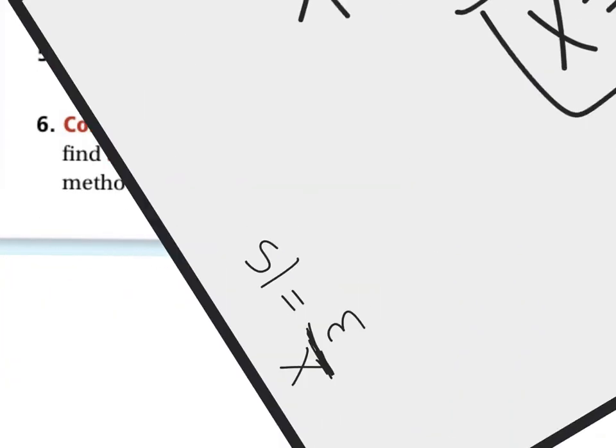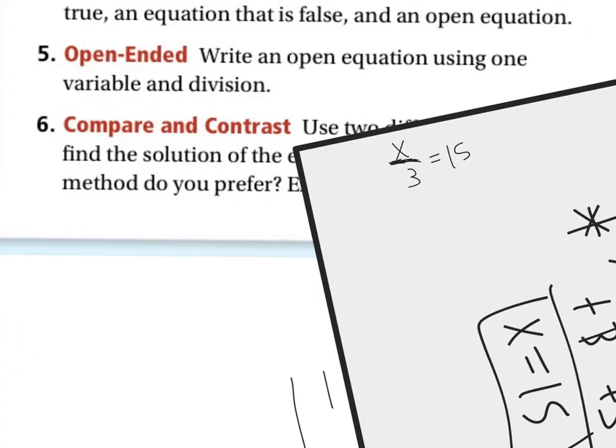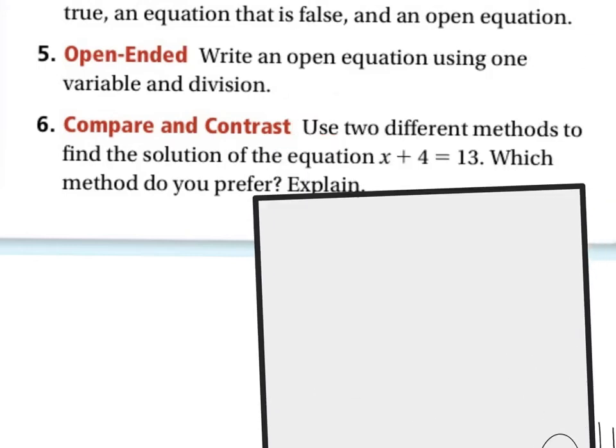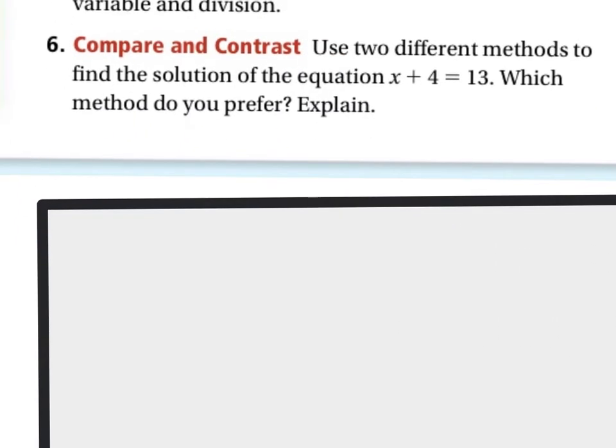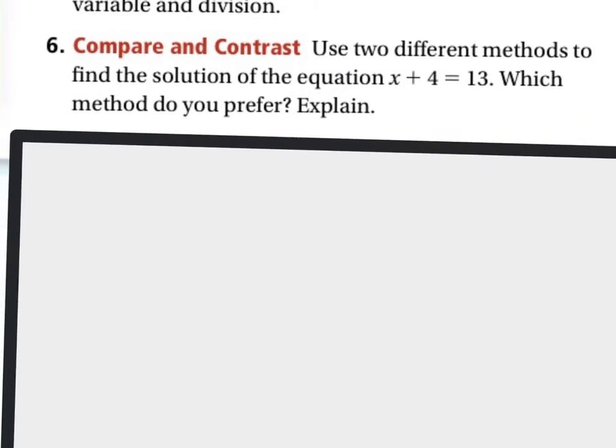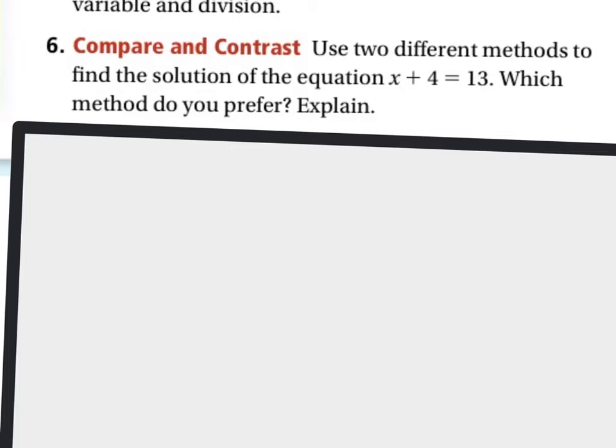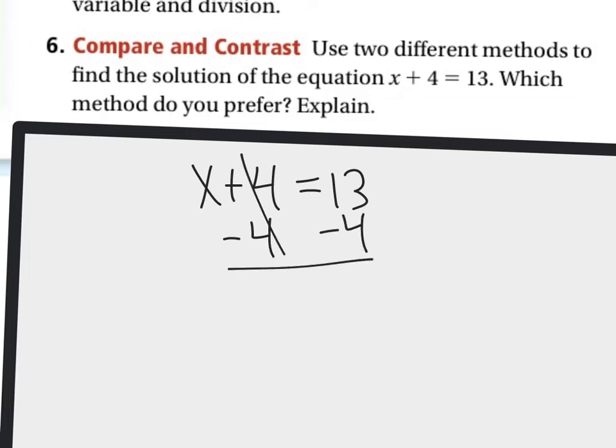And then number 6 just talks about using different methods to find the solution for that equation and which method you prefer. So they're kind of just talking about, you could potentially use mental math, or you could work this out by hand. So you could say they're adding 4, subtract 4, 13 minus 4 is 9. And again, that's a little bit up to you at this point.